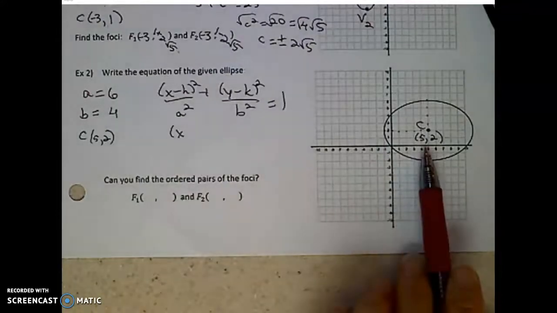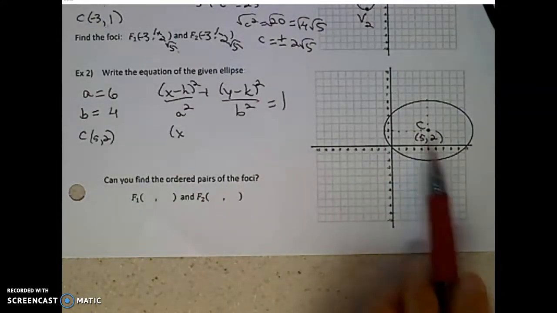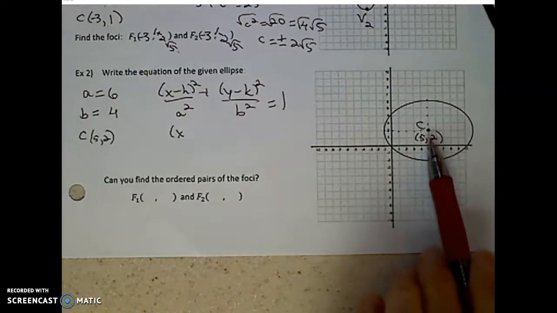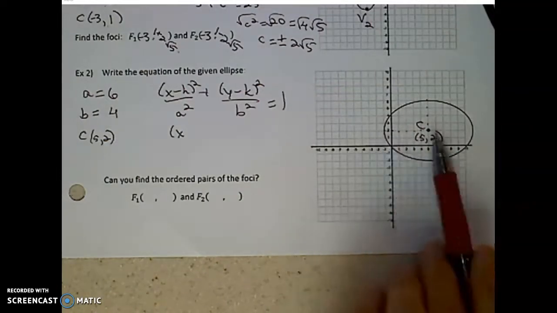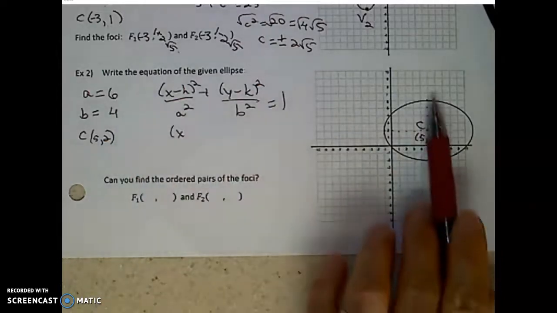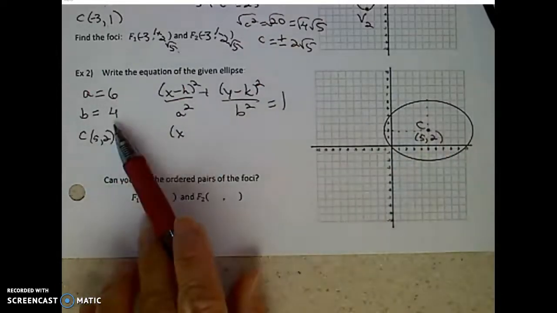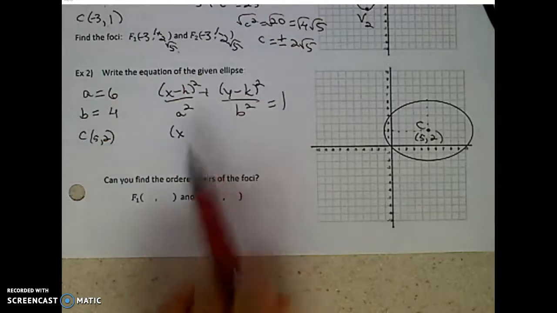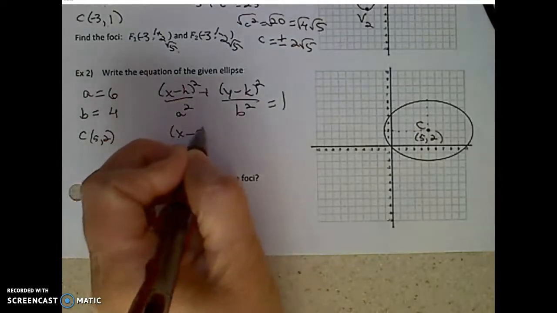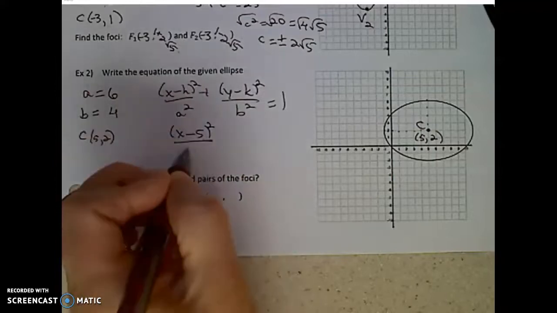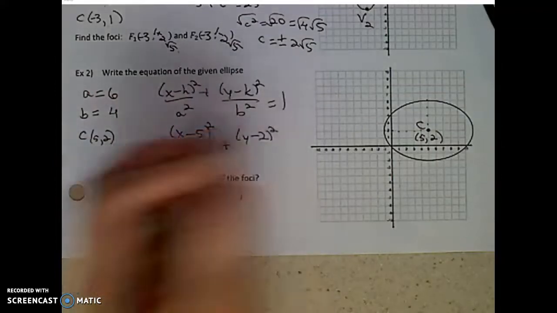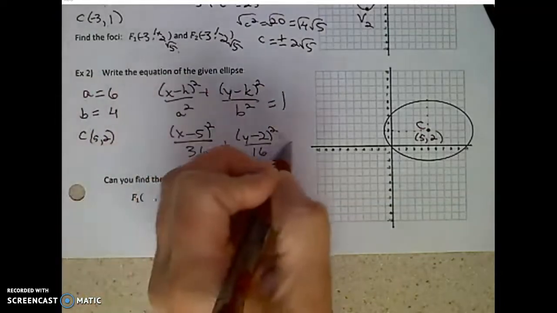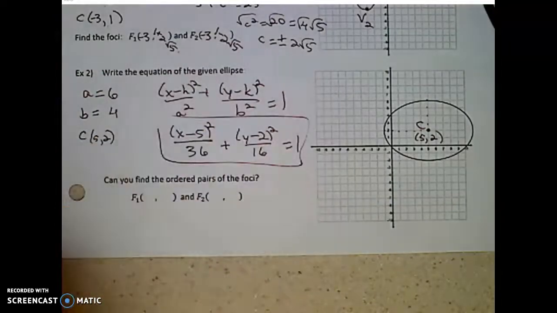Okay, I found a center of 5, 2. I counted incorrectly in yesterday's notes. I'm so sorry. Thanks, Joey, for catching that. But here I have an A value, a horizontal distance of 6, a B value, vertical change of 4, and I'm going to plug into my standard equation, which is x minus 5 squared over a squared, which is 36, plus y minus 2 squared over b squared, which is 16, equal to 1, and I leave it like that. That's the standard equation of this ellipse.